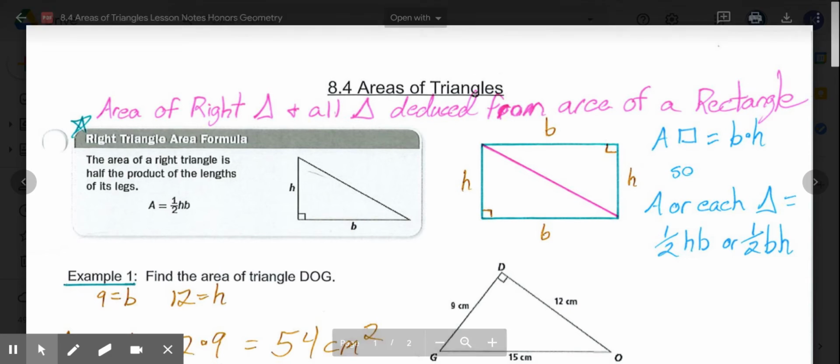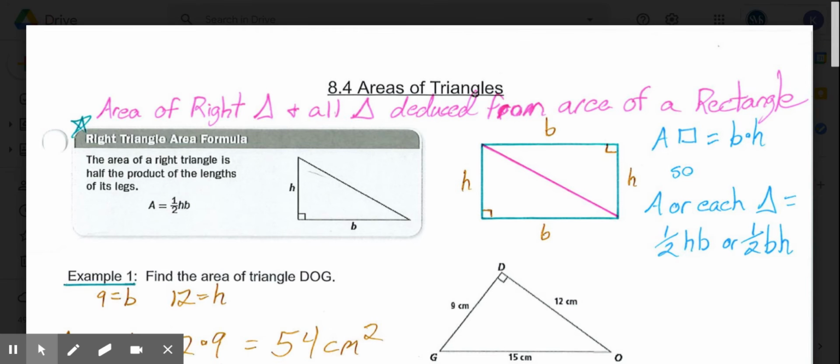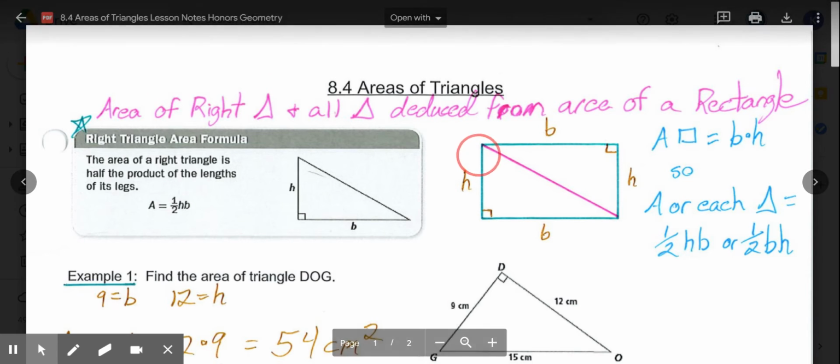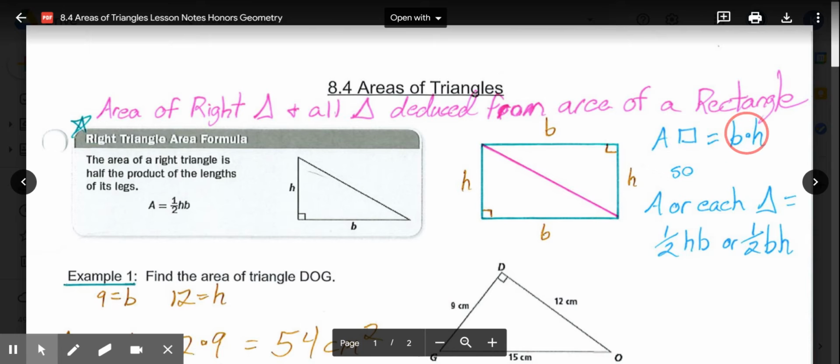So where did this idea come from that this is the area of a triangle? Well, if we just simply look at a rectangle, if I labeled one side H and the other side B, and I cut it along its diagonal, I end up with two right triangles. So if we think about that, the area of the original rectangle is base times height. So the area of each triangle would be 1/2 of that base times height.